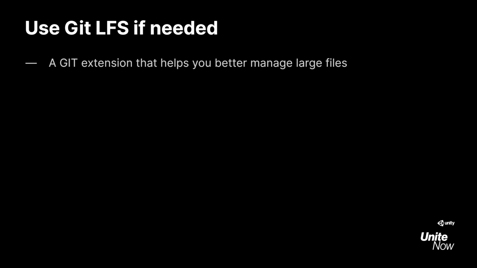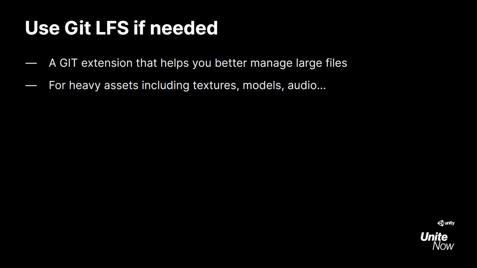Use Git LFS if needed. Git LFS is a Git extension that helps you to better manage large files. You would mainly use it if you have heavy assets like textures, models, audio, etc. Today the main focus was on Git, but talking about large files, as you probably know, especially when working on games, file size can get really big. In this case, I highly recommend that you check the Plastic SCM tool, as it's known for its efficient handling of large files. Also, let us know if you want us to do other talks about other version control tools like Plastic SCM.